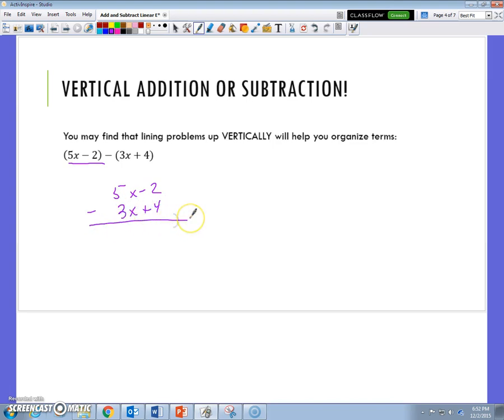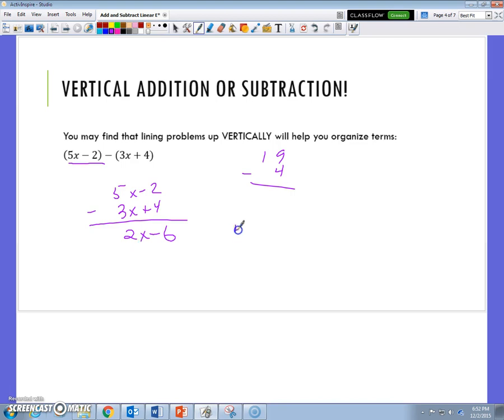Now, kind of like when we do numbers, like, oh, let's just see here, 19 minus 4. It's the same kind of thing. I know it's a 9 and a 4, but since we're subtracting, it's a 9 minus 4. Same way here, I have negative 2 minus 4, so I'm going to be at negative 6. And 5x minus 3x is 2x. And once again, if I don't have enough variables or terms, I would put placeholders in, okay? But I prefer you to do it horizontally.